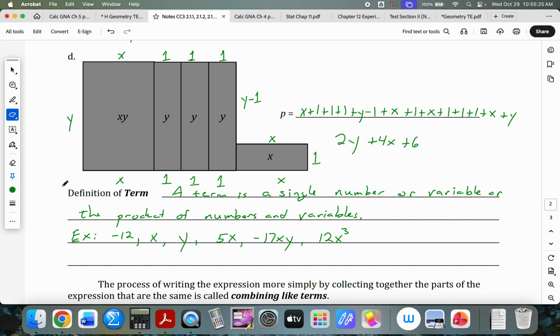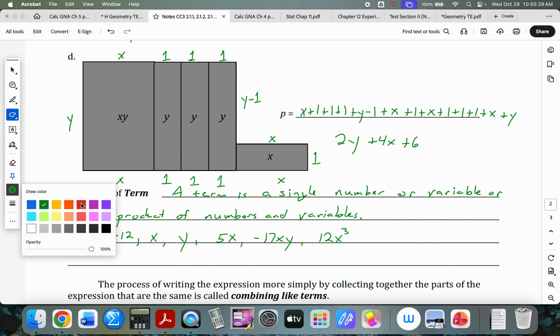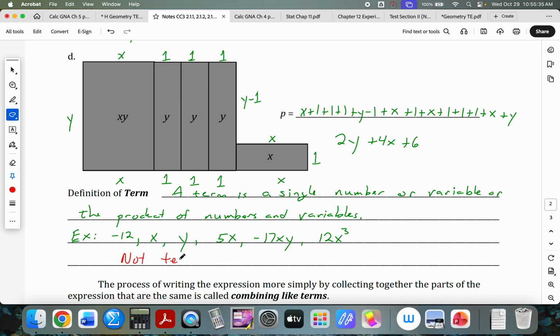So what things are not terms then? Well, for example, 7 times x minus 3. That's not a term, because it's got a subtraction in it. So that's an example of something that's not a term.